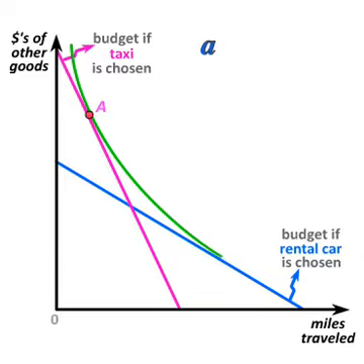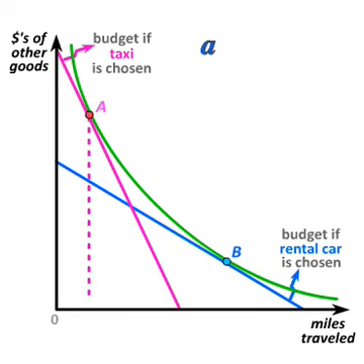A person who is indifferent between choosing a rental car or taking taxis from the Cayman airport must therefore have an indifference curve that is tangent to both of these budget constraints. An indifference curve such as the one that's pictured here, with a tangency at A and at B.